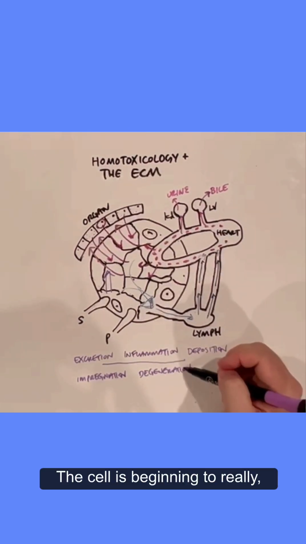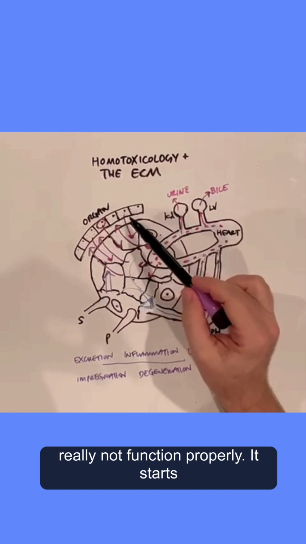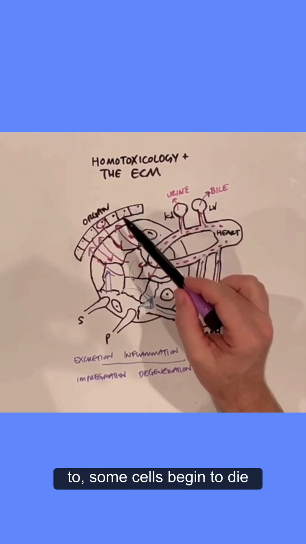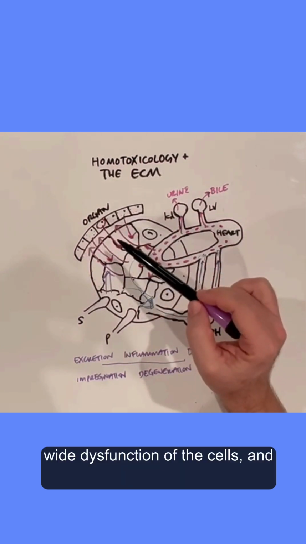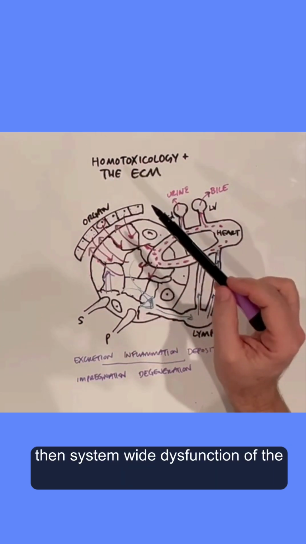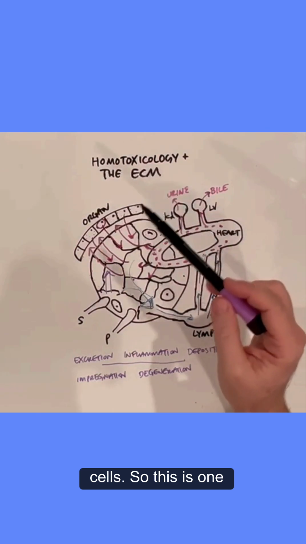The cell is beginning to really not function properly. Some cells begin to die off. You have more organ-wide dysfunction of the cells, and then system-wide dysfunction of the cells. So this is one of the final stages.